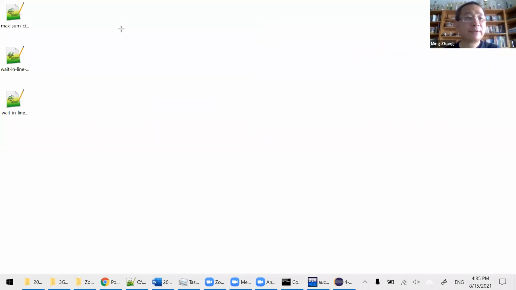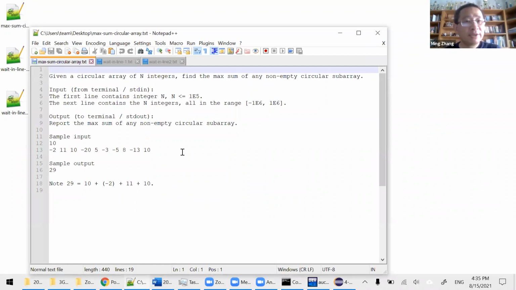Now we do have another question. This is also what I would encourage you guys to do. So this one is a little bit different. It still is a max sum array question, but this time we're going to do the circular array. This time array A still has n integers. Find the max sum of any non-empty circular subarray. This time the empty subarray is not allowed. If all the numbers are negative, find the biggest negative number.